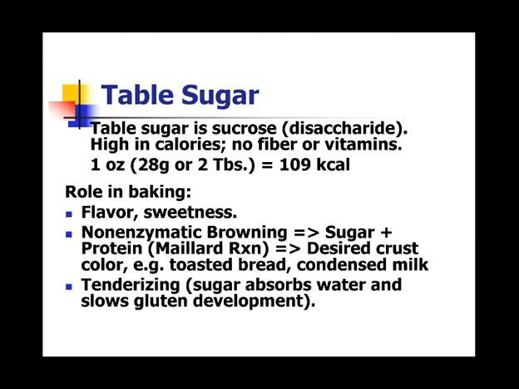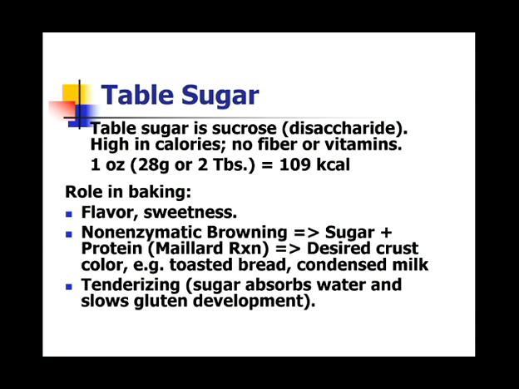Sugar. Depends, because a lot of it is sweet items. Table sugar, sucrose, everybody knows that disaccharide, right? It's high in calories, basically no fiber, no vitamins, right? But it's calories. 1 ounce gives you about 100 calories, so if you eat a lot of sugar, it's probably too many calories when we eat a lot of desserts. So why do we use sugar in baking? First of all, it gives you the flavor, sweetness, and the taste. And that's why we include sugar in baked goods.